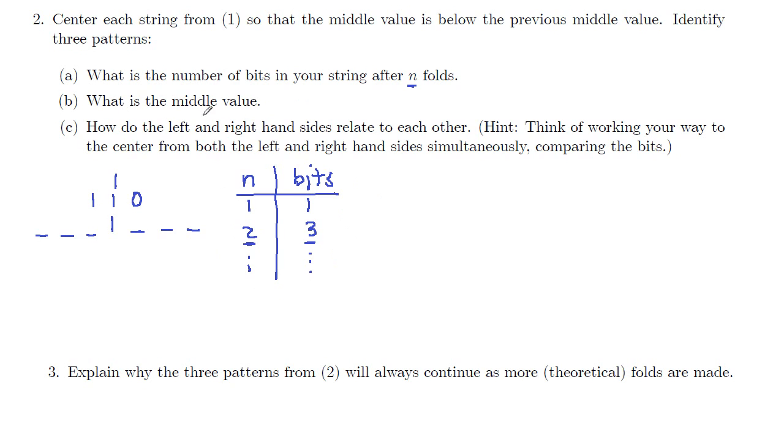Let's see here. What is the middle value? That one's pretty clear. And then how do the left and right hand sides relate to each other? So in this one, they say think of working your way from the middle out. So as you list your bit string, here's the middle value here. And then what you want to notice is how do these two values compare that are 1 out from the middle? And then how do these two values compare that are 2 out from the middle? And so on. What's the relationship between them?